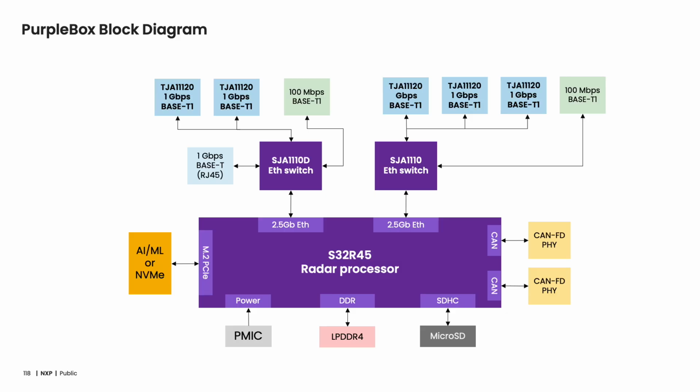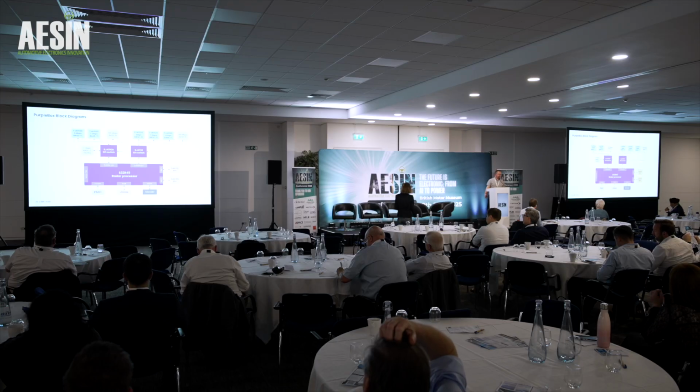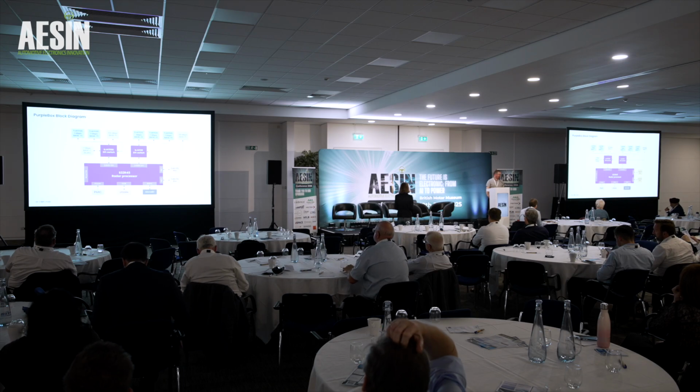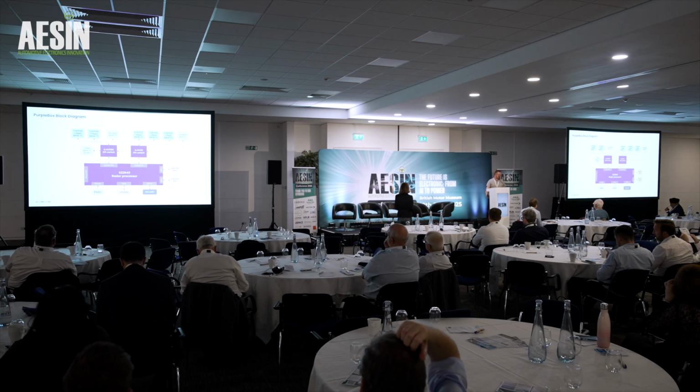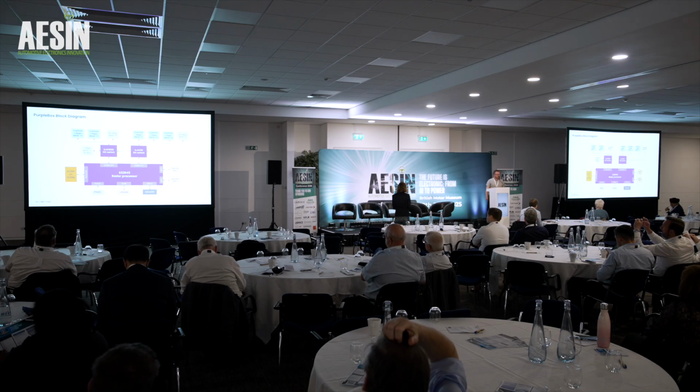It's a reference design. Okay, this is my final slide, so I'll be quick. It's the block diagram, so I won't dwell too much on it. This is available on the Purple Box product page on nxp.com. But you can see here there's high connectivity. There's 5 1-gigabit 100BASE-T1 Ethernet interfaces. So you can connect up to 5 corner radars or 4 corner radars and 1 front-facing imaging radar. And as I mentioned, it has PCI Express support too for expansion and data recording use cases.